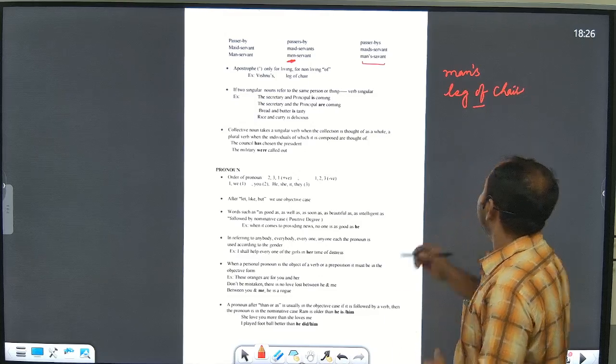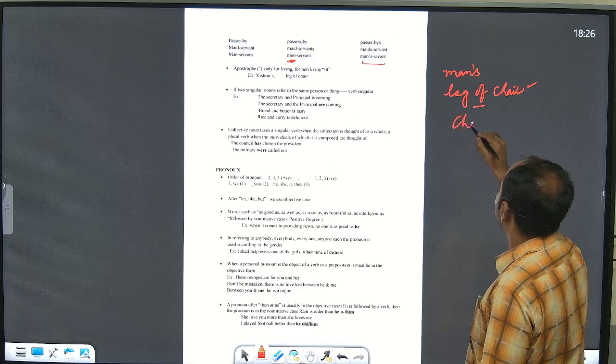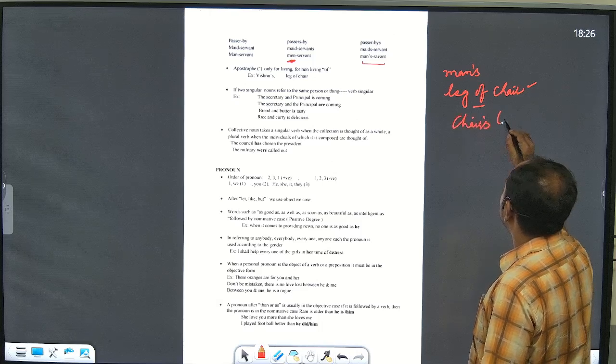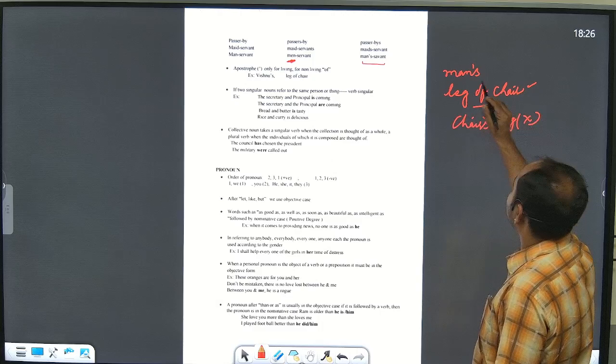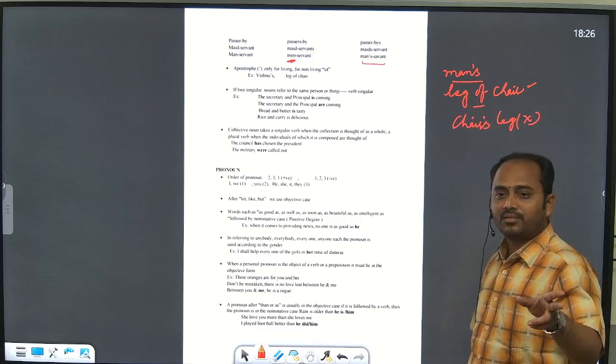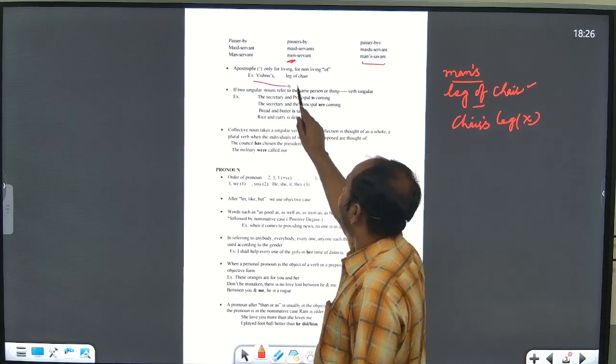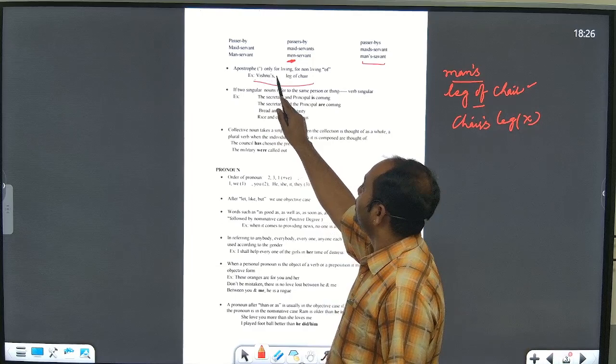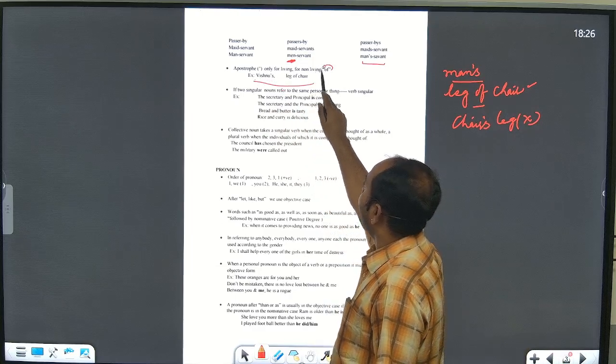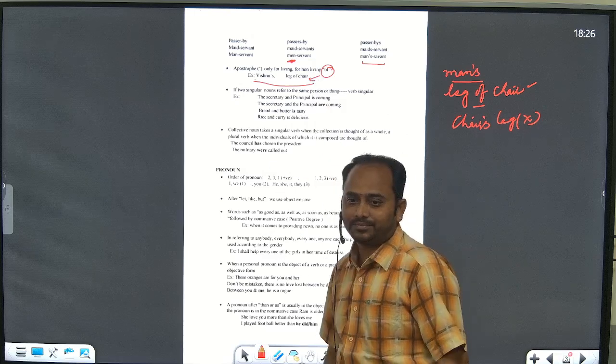Okay, we should not say chair's leg. Chair's leg is the wrong usage. Okay, Abraham's we can use. Fine. Next, this is only the next point. The apostrophe is used for the living and of is used for the non-living.